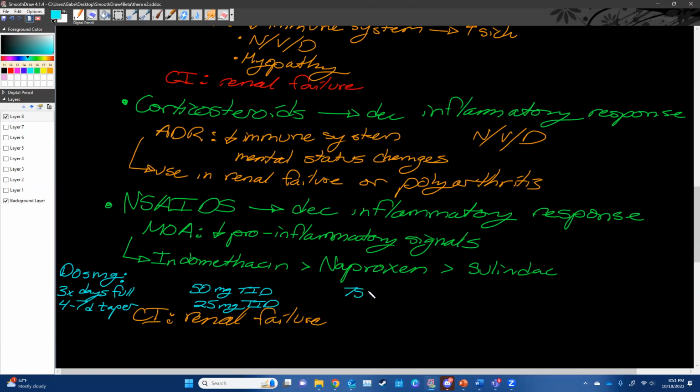Naproxen, 750 milligrams, then daily, then 250 milligrams TID. So full dose, 3 days, taper for the rest of the week.